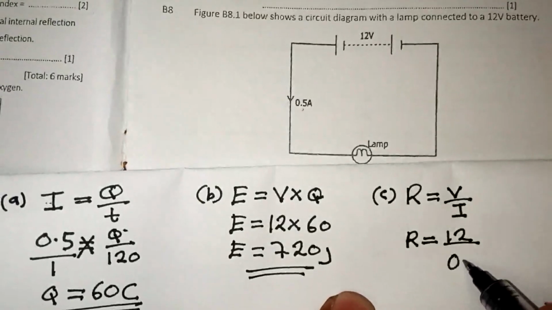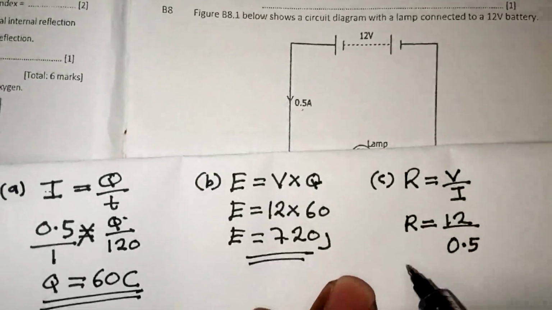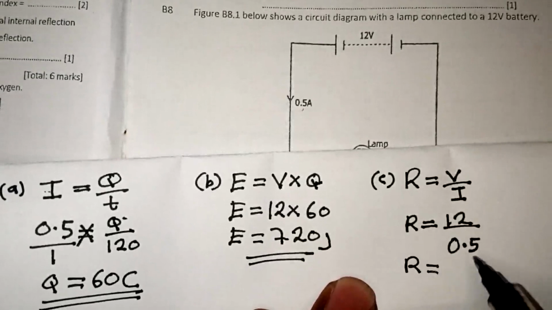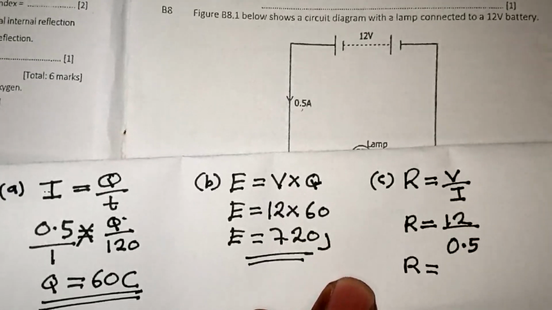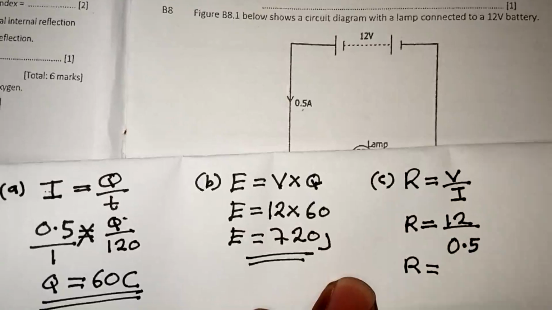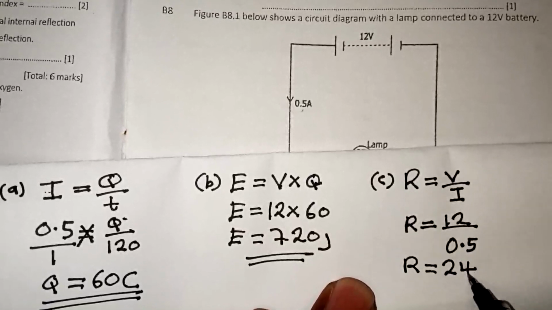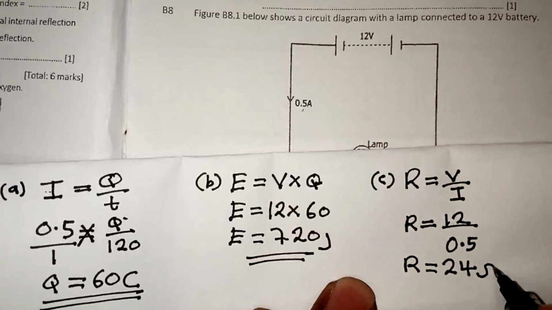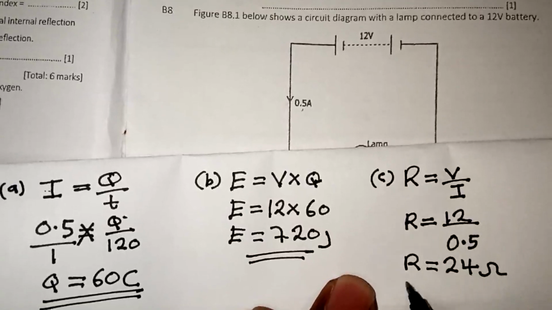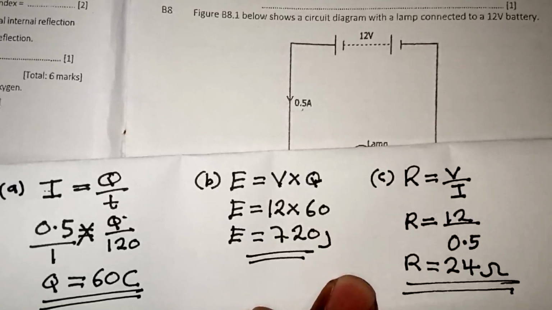So resistance is equal to 12 divided by 0.5. That will give you 24. So we say 24. Resistance is measured in ohms. So this is the answer here.